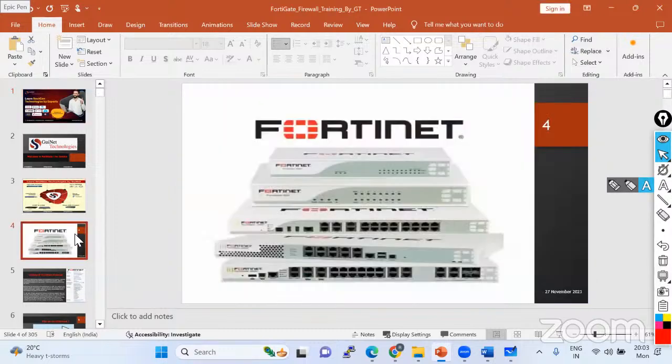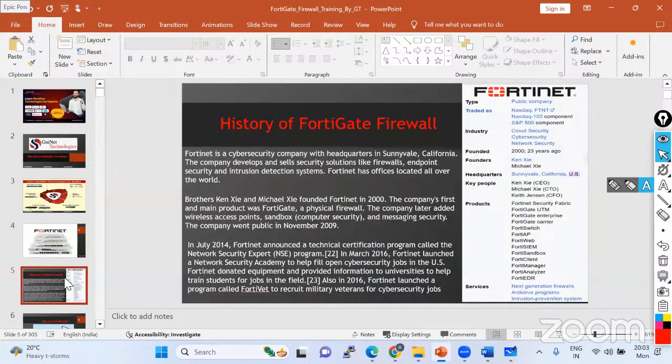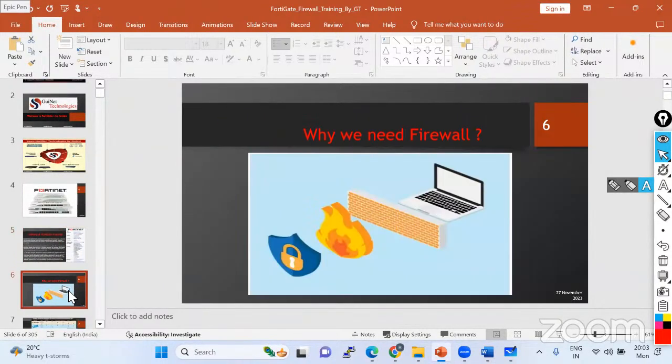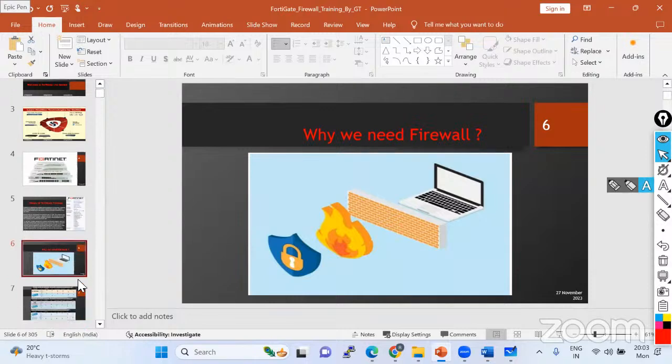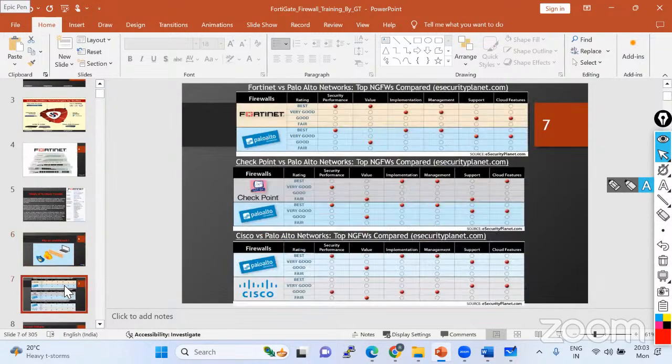So we understood a lot of concepts about Fortinet and the FortiGate as a product, that is a firewall. Then we understood the history of the FortiGate firewall, where it started, what the headquarter is. We did a basic understanding of the firewall, but today we'll do a deep dive. We also discussed a comparative analysis: how the FortiGate firewall compares with the Palo Alto firewall, the Checkpoint firewall, and Cisco.